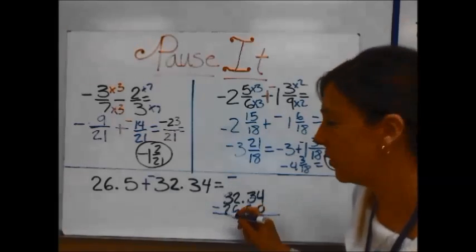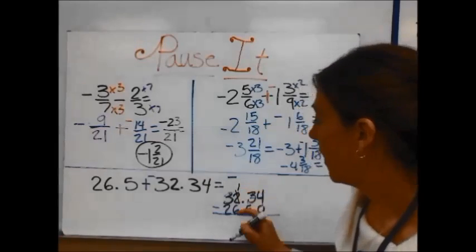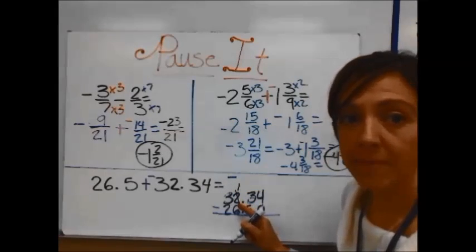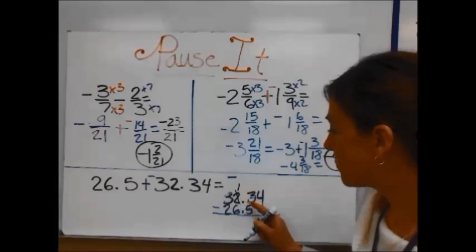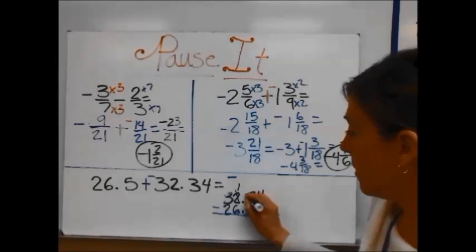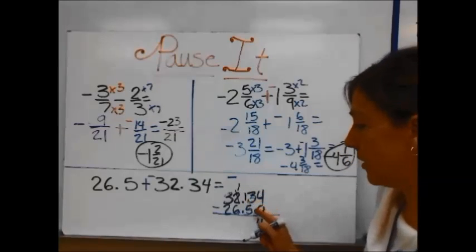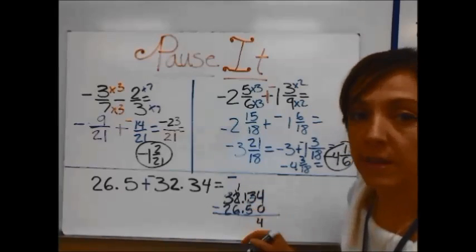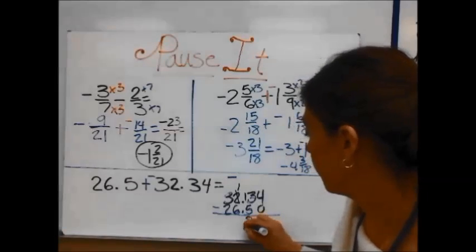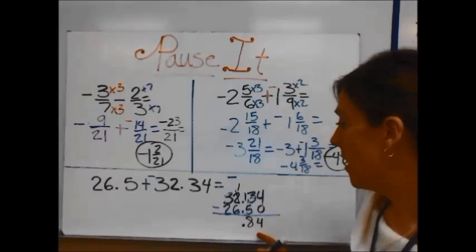30 minus 50 I can't do. I'm going to take away from the ones place, which is like $1. I'm going to take 1 away, so I'm left with 1. And I'm going to bring 100 cents over here. So I have 130 cents. Subtract 50 cents, which is 80 cents. Or 13 minus 5 is 8.